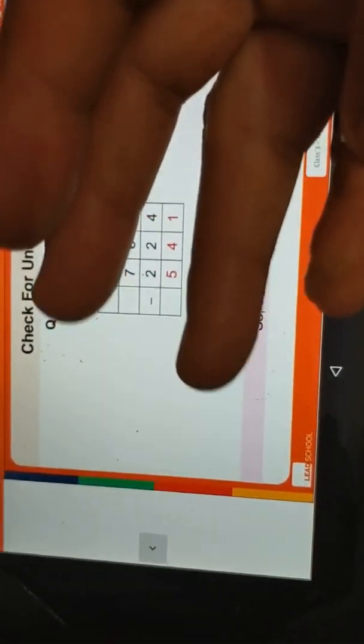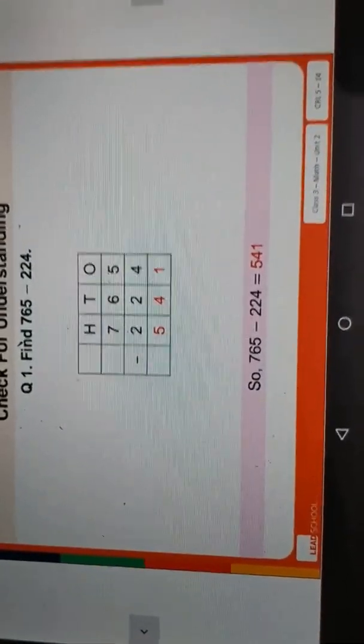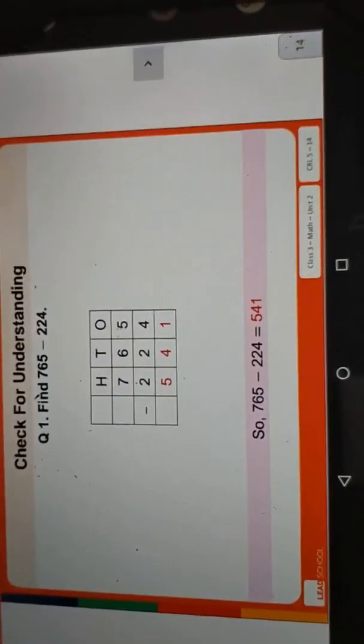6 minus 2. 6 on your fingers: 1, 2, 3, 4, 5 and 6. Cut 2, so we cut 1 and 2. The remaining number is 1, 2, 3 and 4. So what do we have to write here? 4. 7 minus 2. 7 on your fingers: 1, 2, 3, 4, 5, 6, 7. Cut 2: 1 and 2. The remaining number is 1, 2, 3, 4, 5. So what do we have to write here? The answer is 541. Now students, I'll give you one more sum. You have to complete your work.